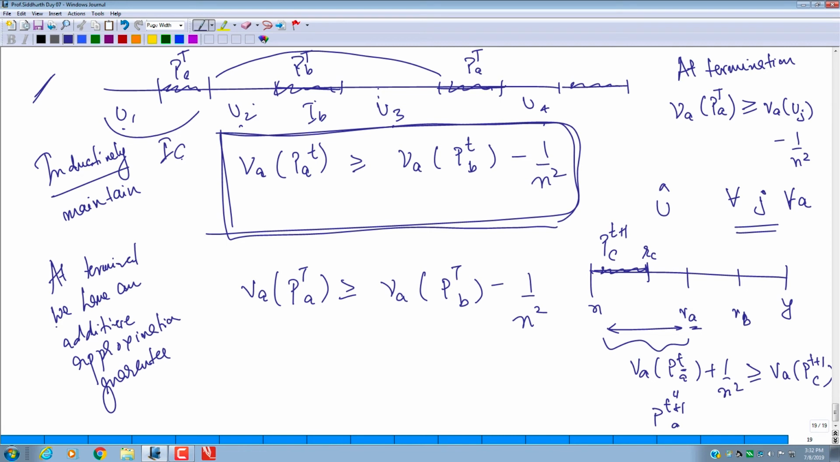Again, this is an interval. They are contiguous. They are the intervals that are sort of adjacent. So this becomes IA, and so on. Right.